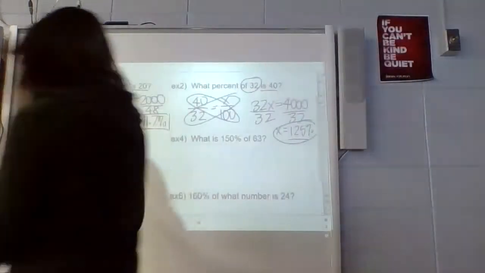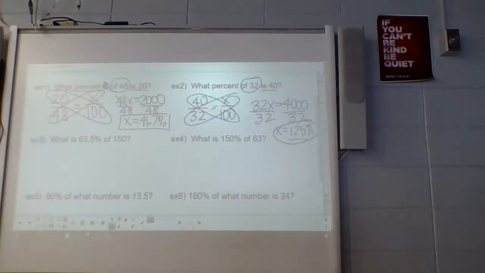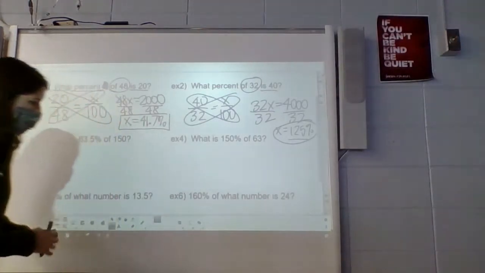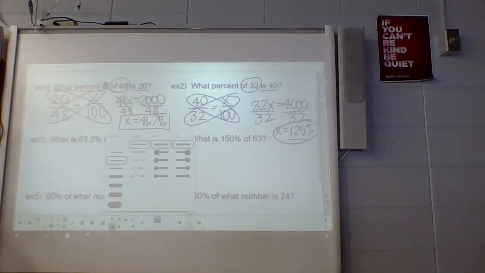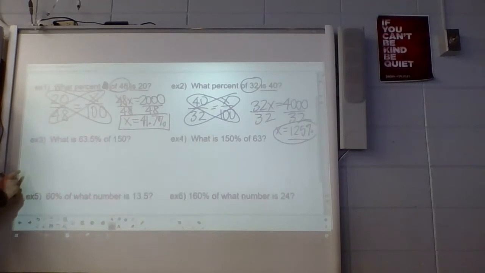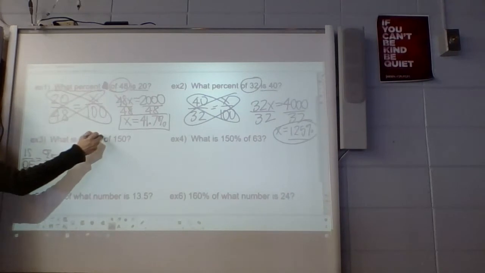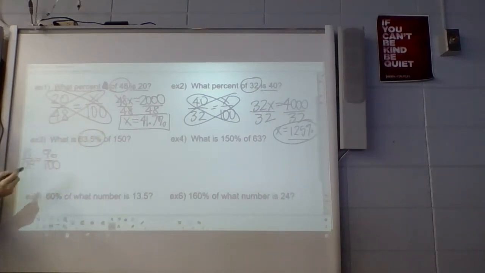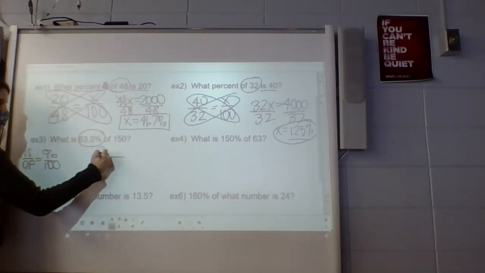So we're going to change things up a little bit here. It says, what is 36.5% of 150? So now we're using that percent proportion. So I'm going to write it here just because I don't have it right in front of me. So now it says, what is, we don't know that, 36.5% is going to be my percentage. That always goes over 100.